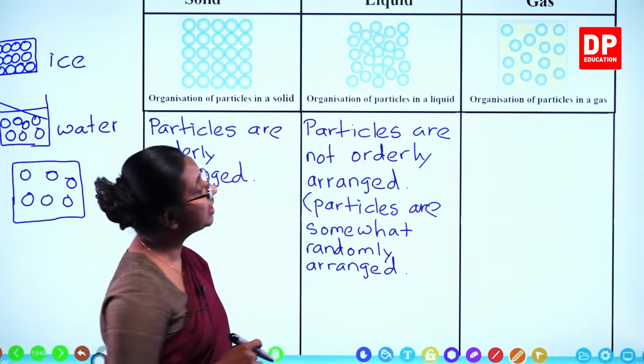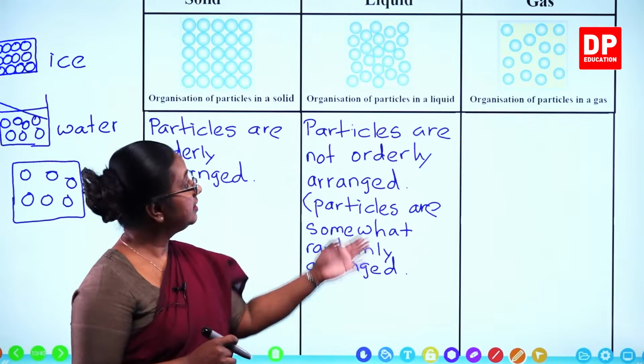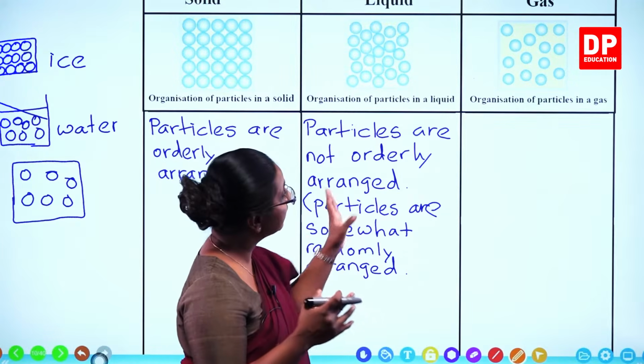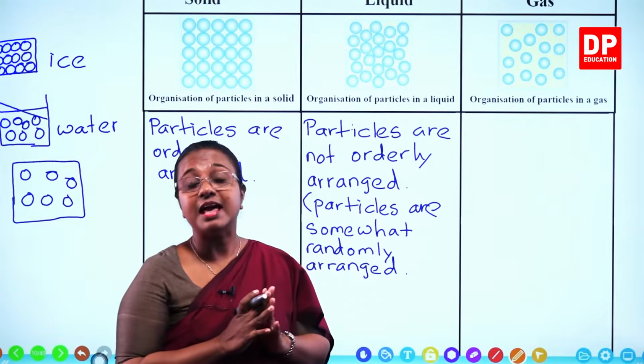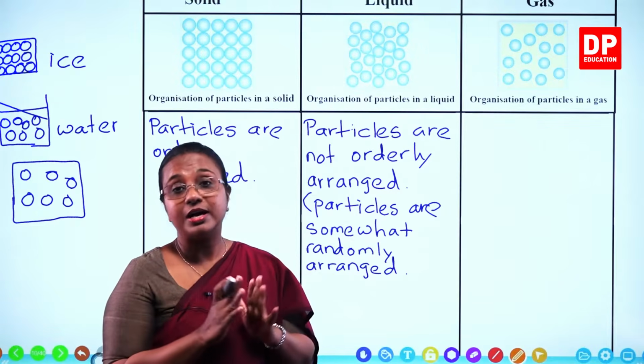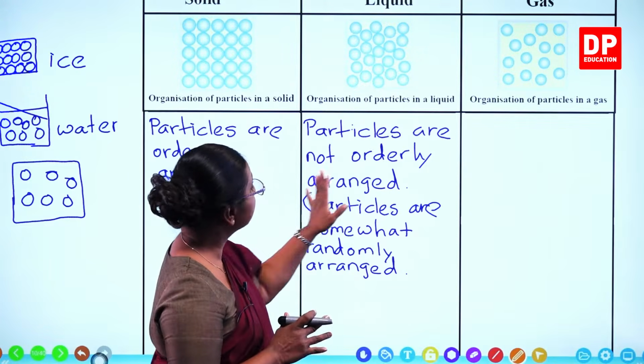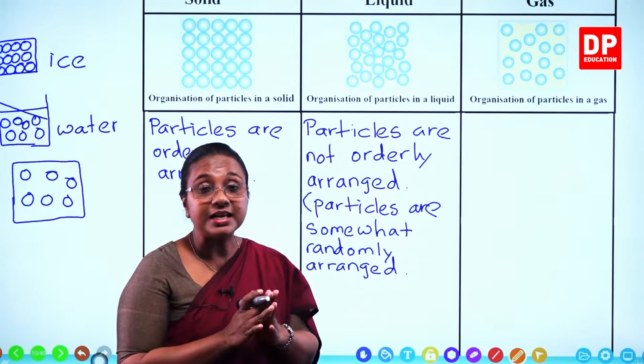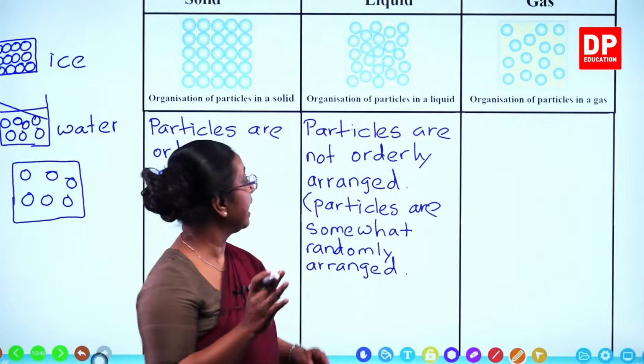So what can you say about the gases? There you can see the particles are far apart and they are totally arranged in a random manner. They are not organized at all. So particles are not orderly arranged, or you can say particles are randomly arranged.